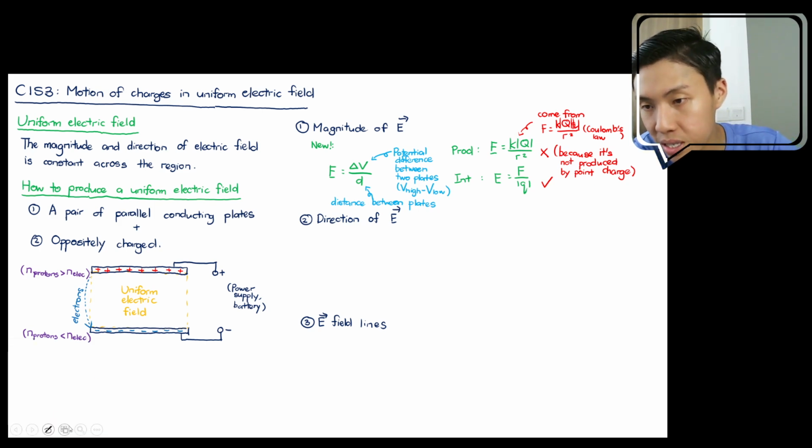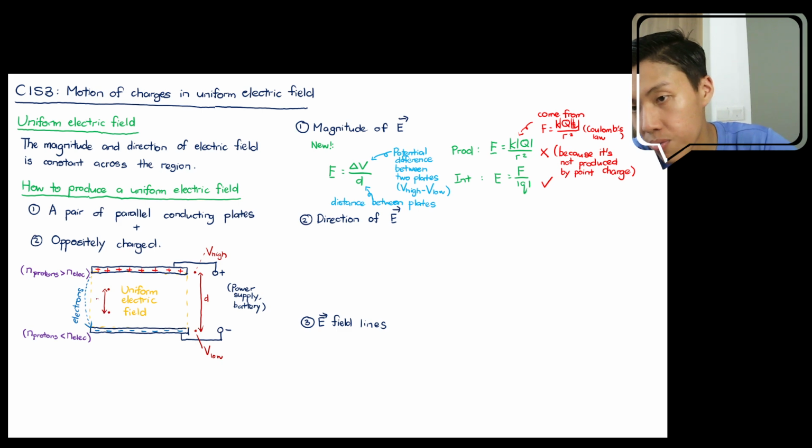I'm just rough sketching only. You can take the distance between here and here. Then this distance here is d. So this point will be V high, and this point will be V low. But you can choose to do it differently as well. You can choose to take here instead. Let's say if you take between here and here, then the distance will be d over here. Then in this case, this one will be V high.